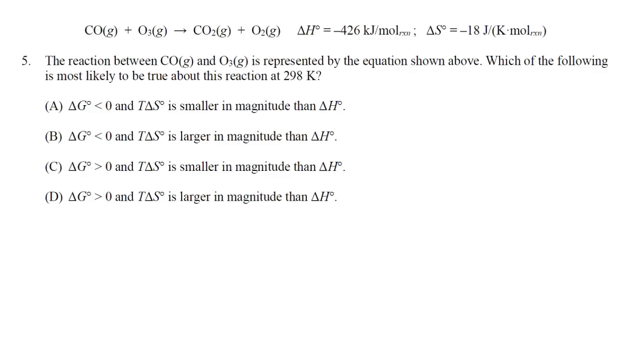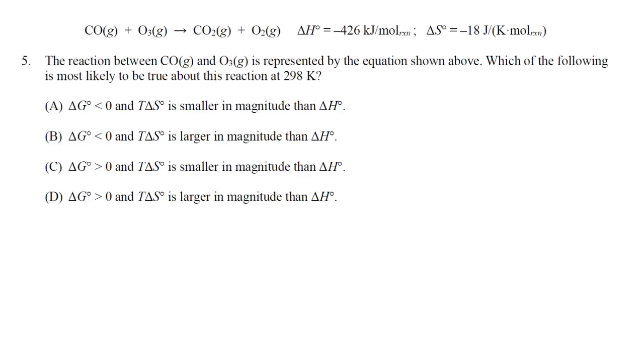In question 5, we are given a balanced chemical equation in which carbon monoxide gas, so CO, reacts with ozone gas, O3, and it produces carbon dioxide gas, CO2, along with oxygen gas, O2. In addition to the balanced chemical equation, we are given the value of delta H and the value of delta S for this reaction. So the value of delta H is equal to negative 426 kilojoules per mole of reaction, and the value of delta S is equal to negative 18 joules per Kelvin mole of reaction.